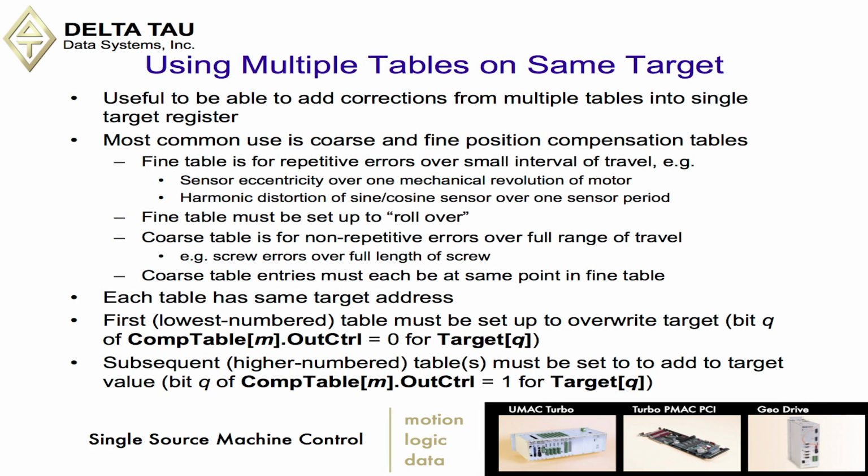Using multiple tables in the same target. So you can add corrections from multiple tables into a single register. We talked about that in the first section that we just looked at. So it's like having a coarse and a fine correction on that particular dimension.